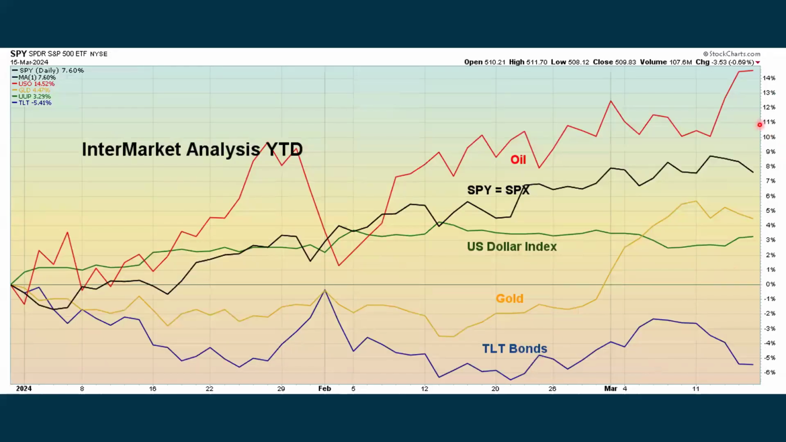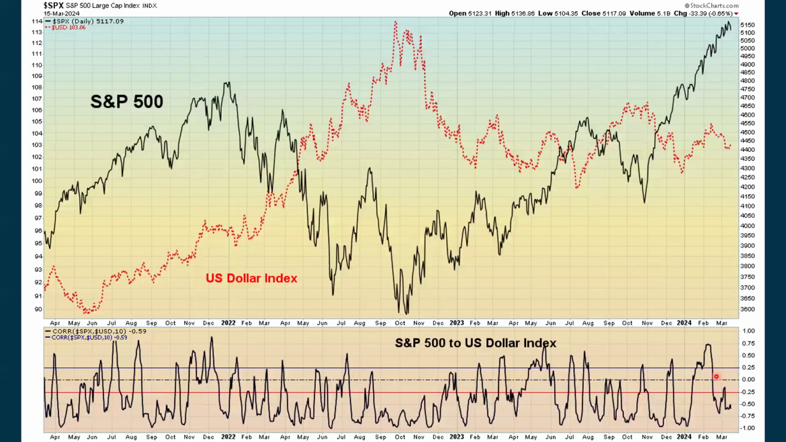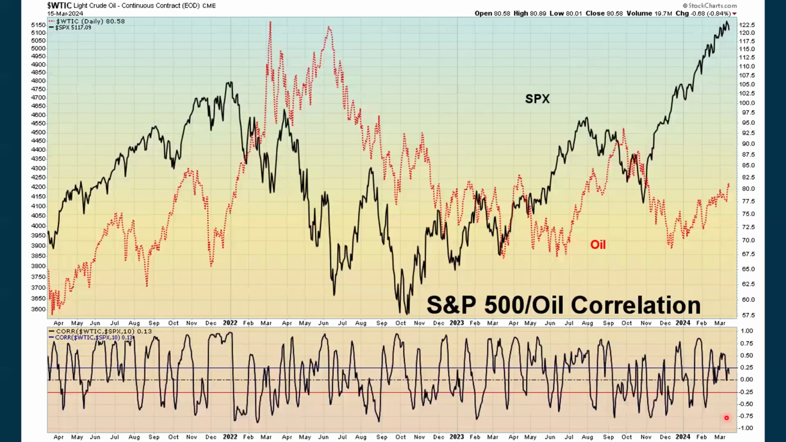Intermarket analysis showing that oil is in the lead, followed by stocks, then gold, and then the dollar. The price of bonds are negative on the year currently. Then some correlations. We look at the S&P 500 to the US dollar index. They're having a fairly strong tendency to go in opposite directions. So if stocks are going up, chances are right now the dollar's going down. If the dollar's seeing some strength, that may put some pressure on stocks.